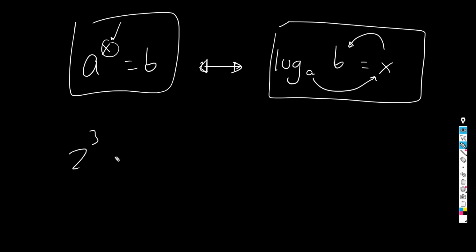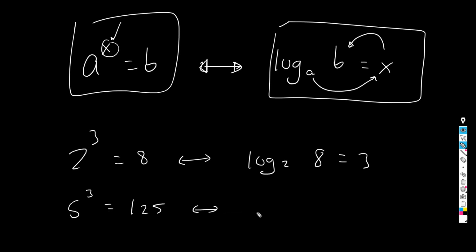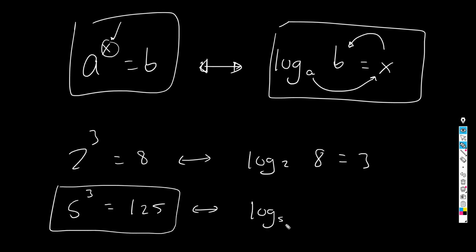So 2 to the 3 equals 8. What is the equivalent statement? Okay, logarithm base 2 of 8 equals 3. 5 to the 3 equals 125. What is the equivalent statement to this statement in logarithmic form? It is going to be logarithm base 5, because that's the base, right? The base is 5. So logarithm base 5 of 125 is going to be 3. Why? Because 5 to the 3 equals 125. You see? That's how it works.